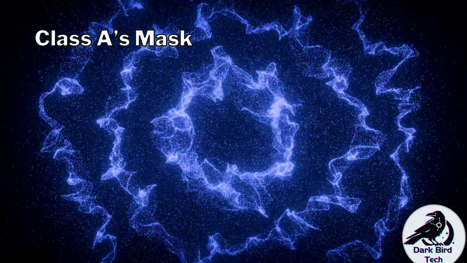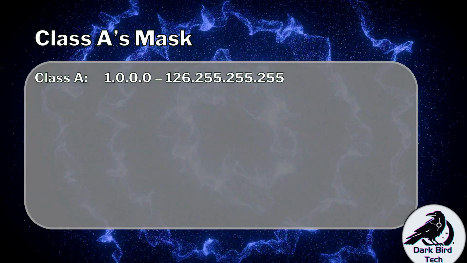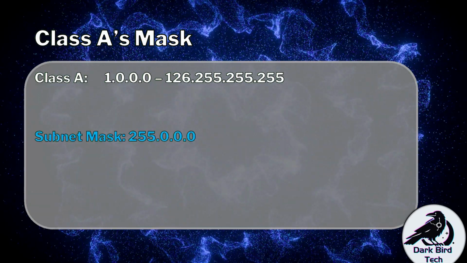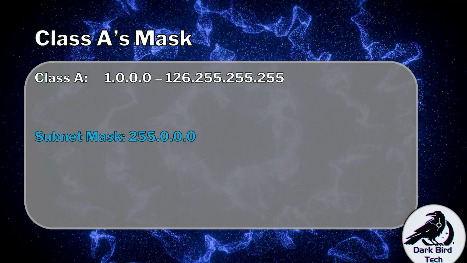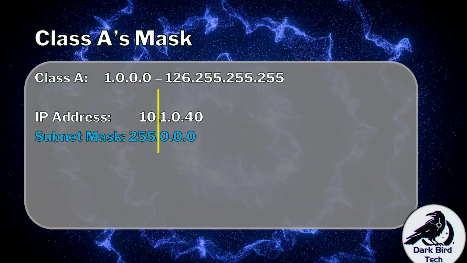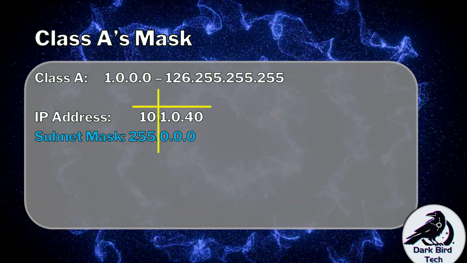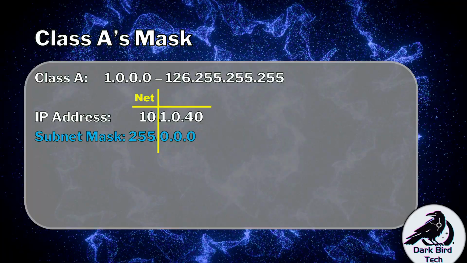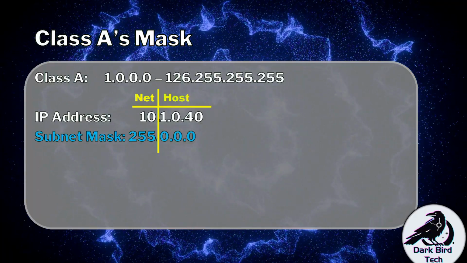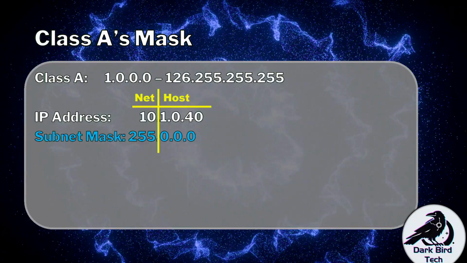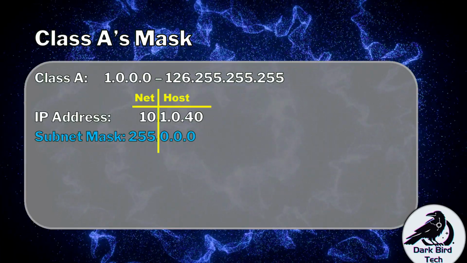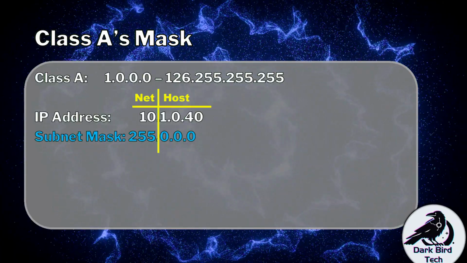Now, you have your Class A subnet mask. So for Class A, remember that's from 1 to 126. And the subnet mask is 255.0.0.0. If we stick an IP address above that, we can imagine a line after the last 255. And everything to the left of the line is part of the network address. Everything to the right of the line is part of the host address. So we've got the 10 network, and the host is .1.0.40.